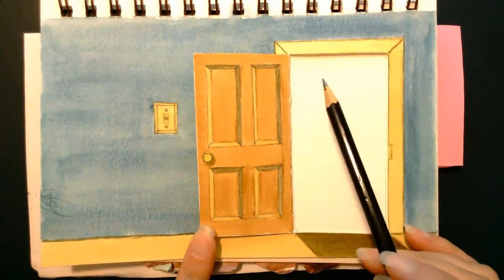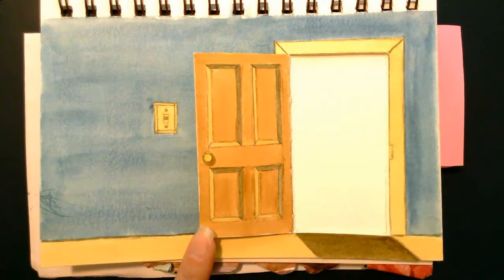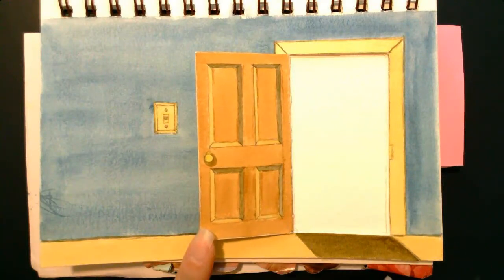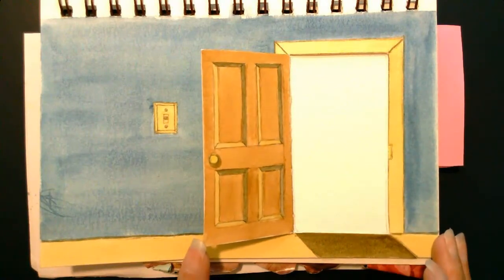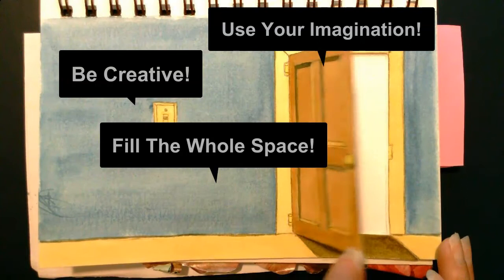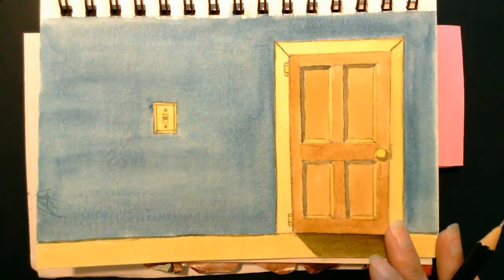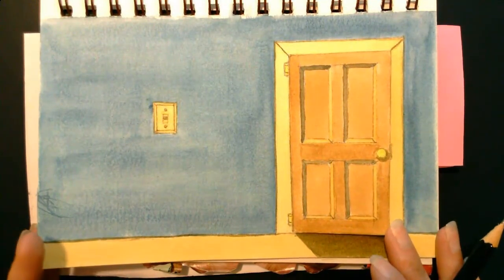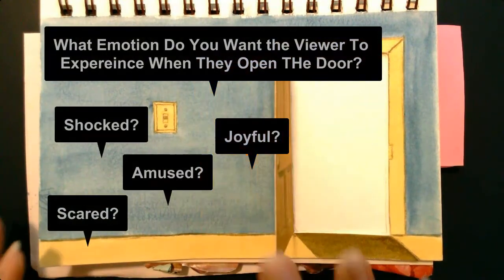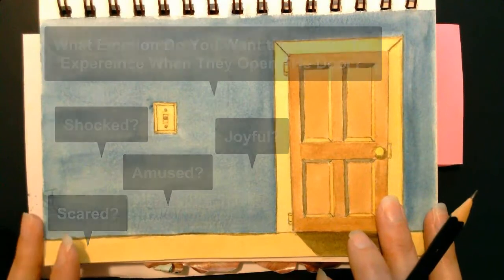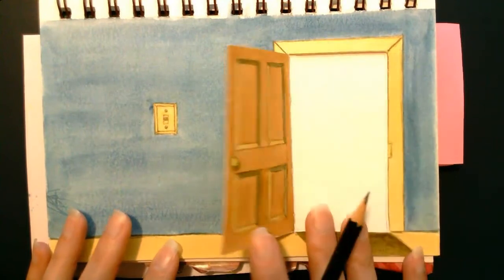I'm going to encourage you to think compositionally, using the whole space, thinking about whether you want it to be a realistic drawing or whether you want this to be something a little bit more creative and imaginative, which is what I would encourage you to do. The other thing you want to think about is, what do you want the audience to feel when the door's opened? Do you want them to be surprised, shocked, scared, excited, happy, sad? These are all things you want to think about as you're choosing your subject matter for behind the door.